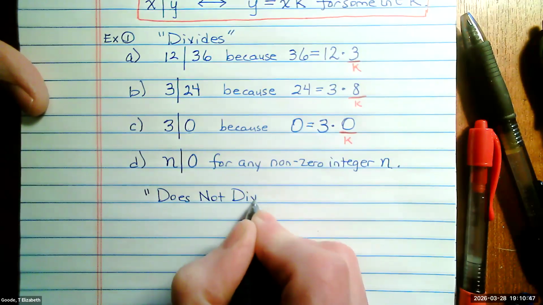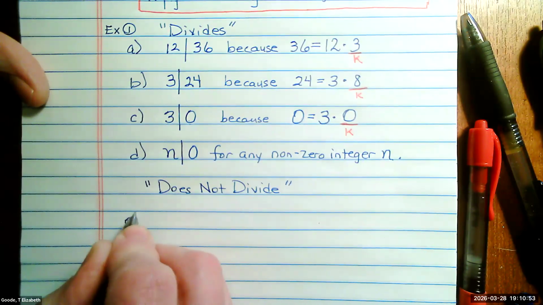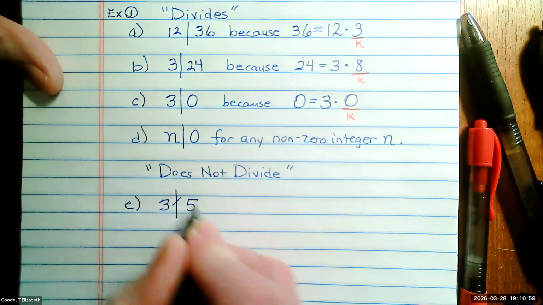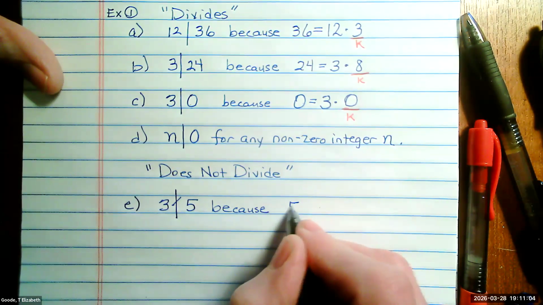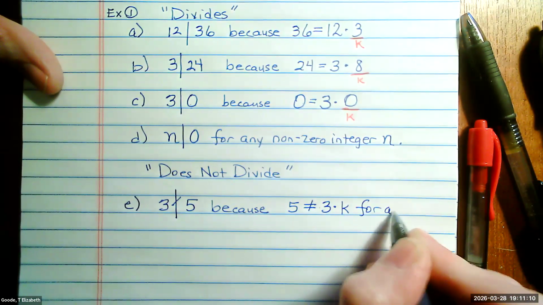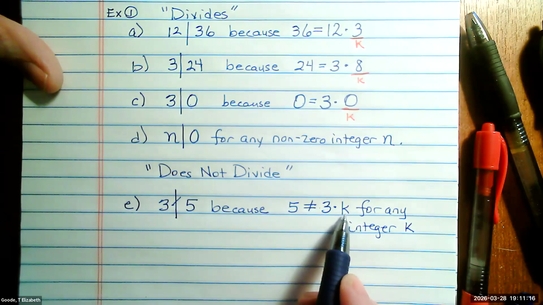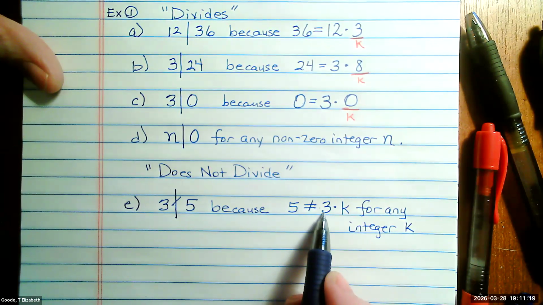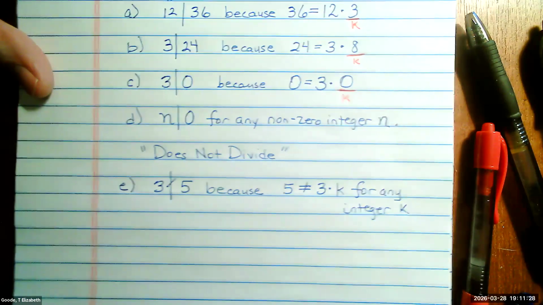Now let's look at does not divide. And let's write some true statements about does not divide. 3 does not divide 5. Let me show you why. Because 5 is not equal to 3 times k for any integer k. Do you agree there is no integer k that we could multiply times 3 to get a product of 5? Yes. Good. So this is one explanation.